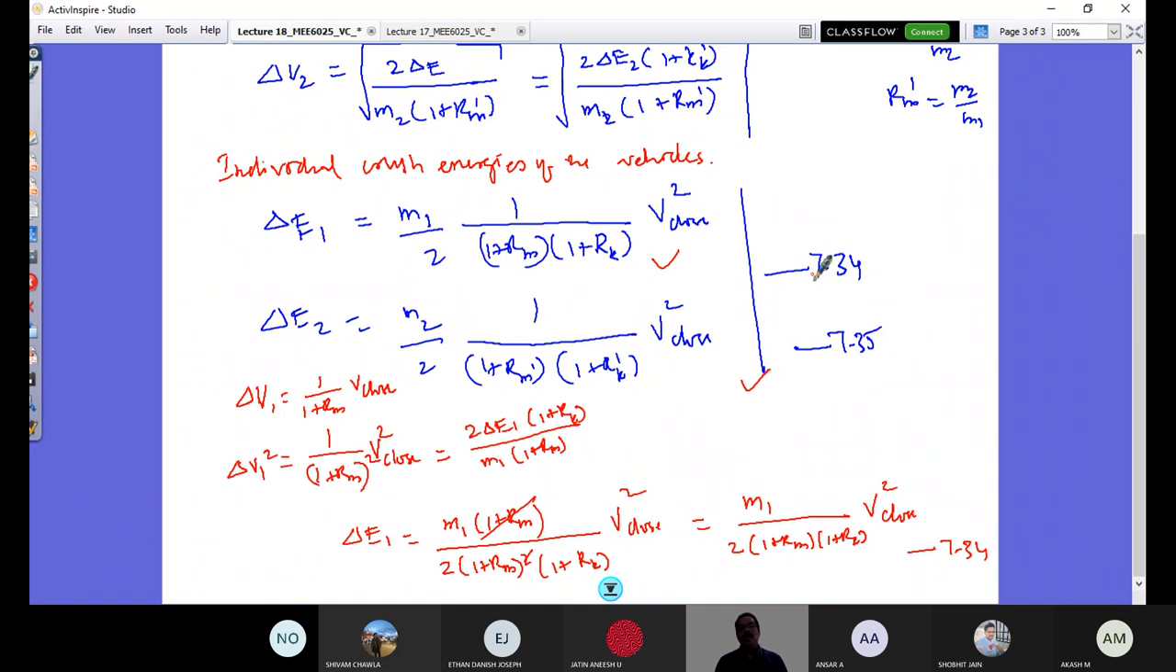Very importantly, we had the effective mass of the system. When you have two vehicles, the effective mass ME is equal to M1 M2 by M1 plus M2. That concept is what is used to bring in the application of the relative velocity approach. So this is all something that we have learned so far in central impact. I'm going to start now with the non-central impact problem.